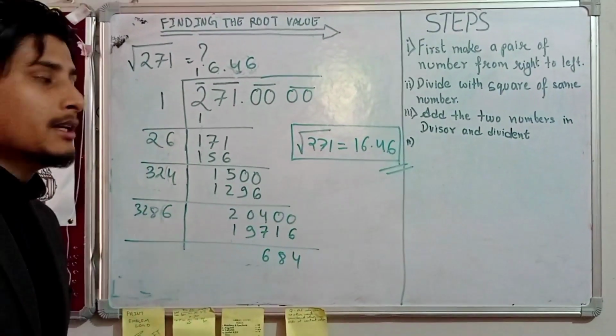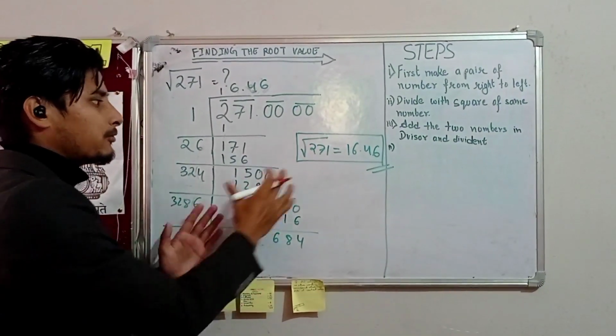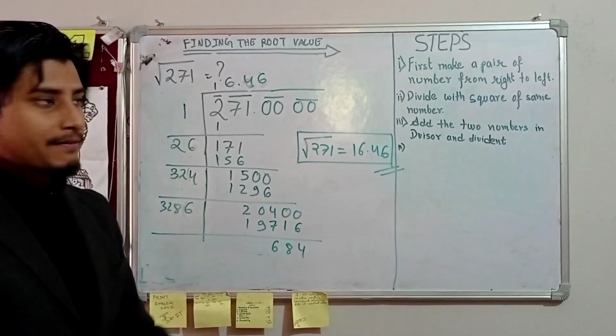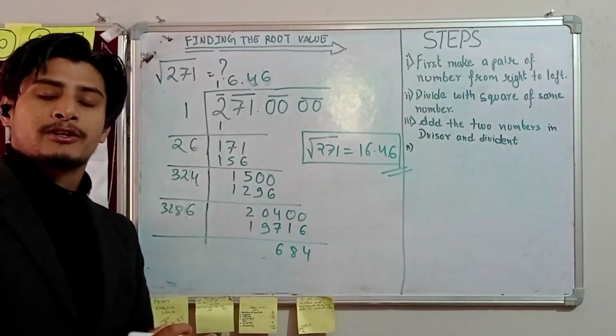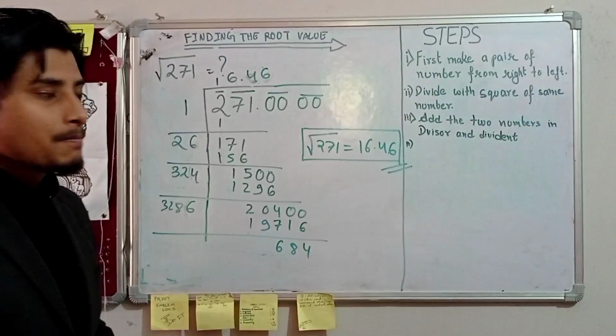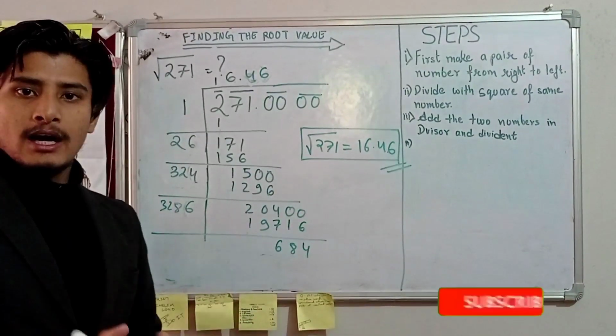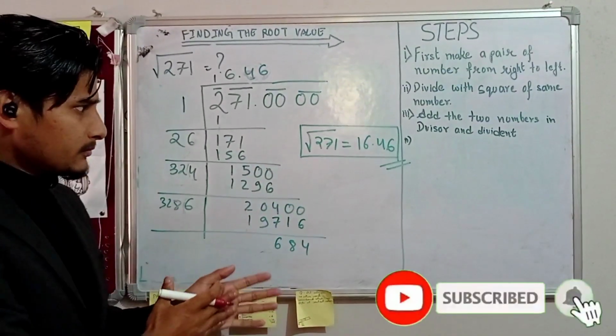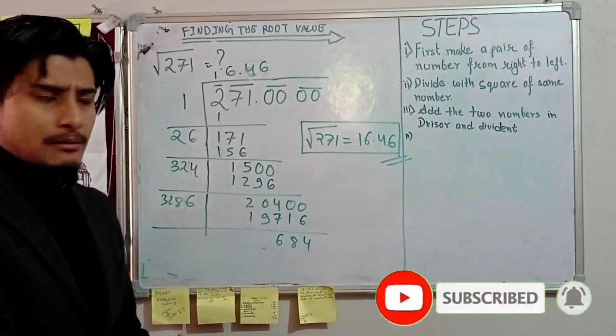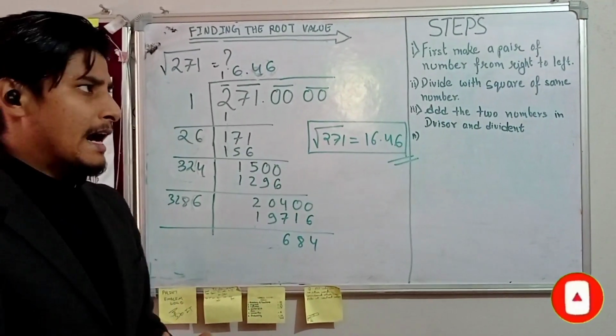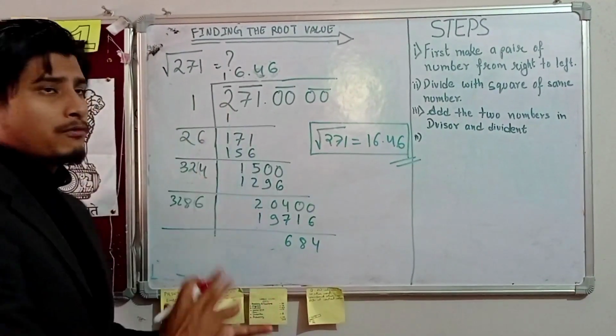So this is my answer, right? So I hope you are clear on how to find the root value, and this is valid for perfect and imperfect roots, both of them, as I told you. Okay, and if you have any doubt on this, anywhere else, then please let me know. In the description I will add the steps to find the root value also.